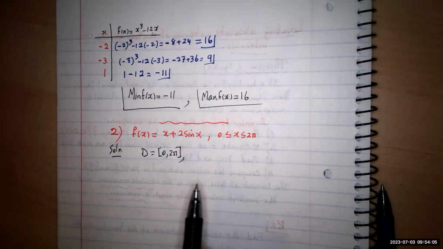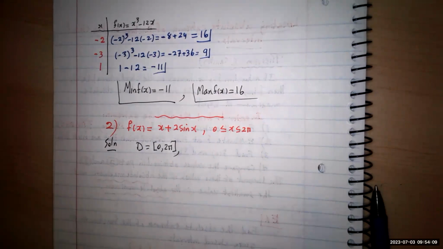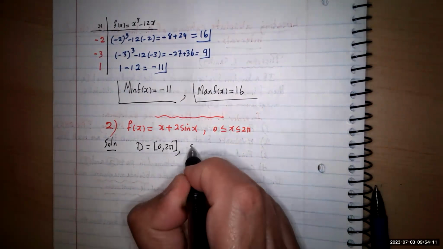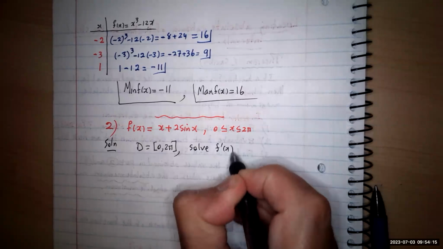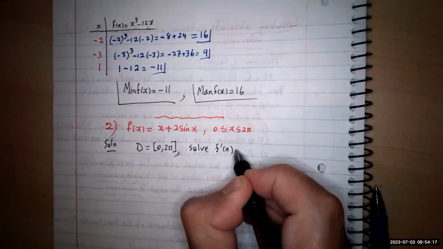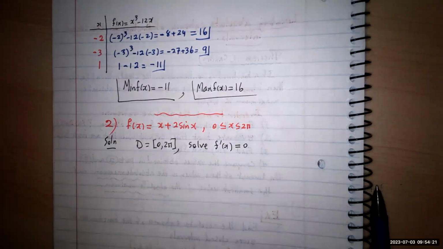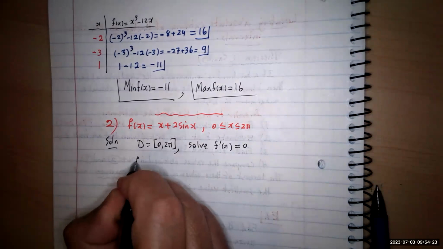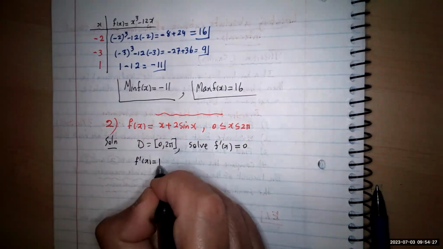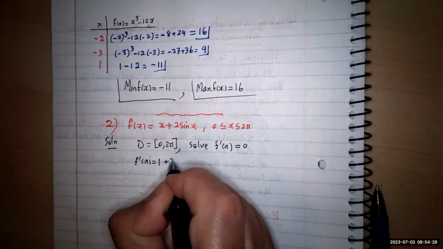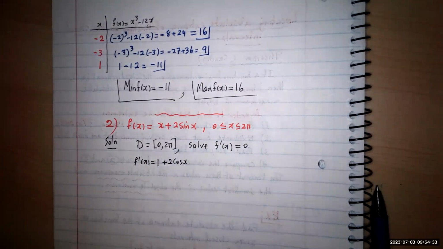The function is nicely differentiable, so critical values are coming only from the first category. So you have to solve this equation only. You're not going to check where f prime of x does not exist for this one. Carefully differentiate: f prime of x equals 1 plus 2 cosine x. Let it equal 0.